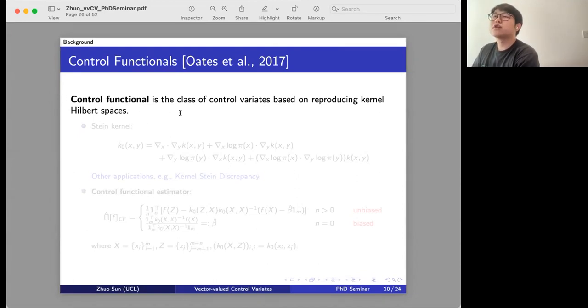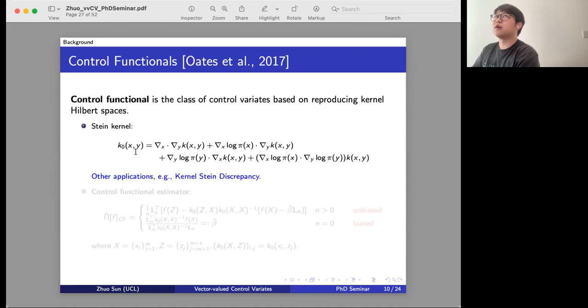Control functionals are a class of control variates based on reproducing kernel Hilbert spaces. The most important contribution is that it introduces a so-called Stein kernel. It takes the following form. You can see that it involves the derivatives of the kernel K and also the score function here. This Stein kernel also has other applications, for instance, in the field of kernel Stein discrepancies, but I will not cover them here because they are not relevant to control variates.